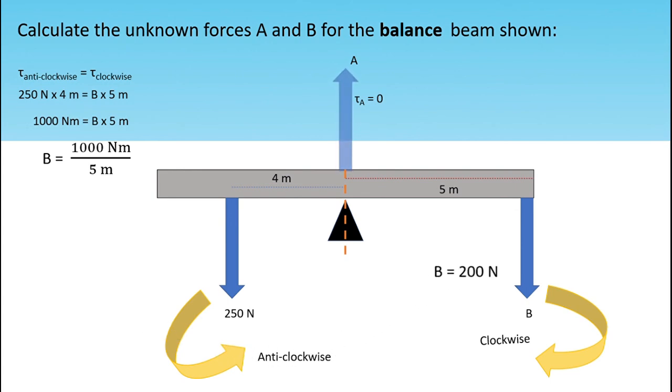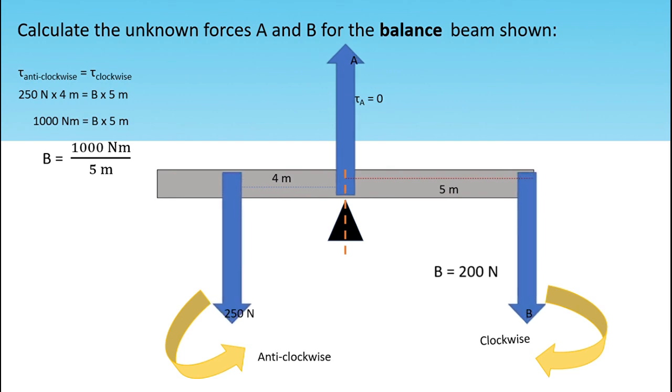Then, to calculate the force A, let's analyze the resultant of forces. We can see that there is one force going upward and two forces going downward. Since the beam is in equilibrium, the total upward force must be equal to the total downward force. It means that force A must be equal to 250 Newton plus 200 Newton. So the force A is equal to 450 Newton.